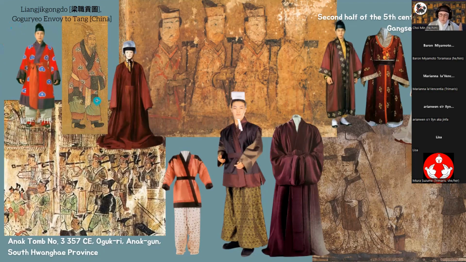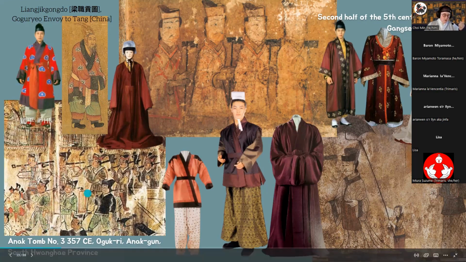And so I don't know if this was created contemporary with the event, or if this was depicted later and they're just going off of hearsay of what the Tang artist thought the Goguryeo envoy looks like. So here's an interpretation of that. And then here we have just kind of regular people clothes down here.